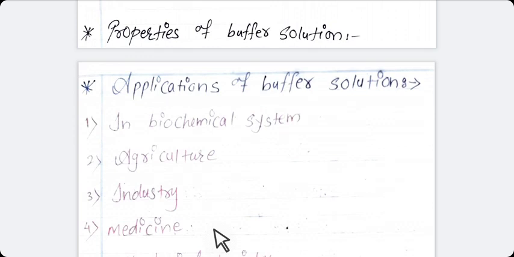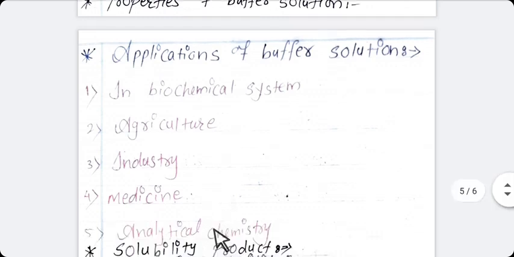Next application is in medicine. Students, penicillin preparation is stabilized by addition of sodium citrate as buffer. When citric acid is added to milk of magnesia, that is Mg(OH)2, magnesium citrate is formed, which is a buffer. So buffer is used in the stabilization or preparation of penicillin.